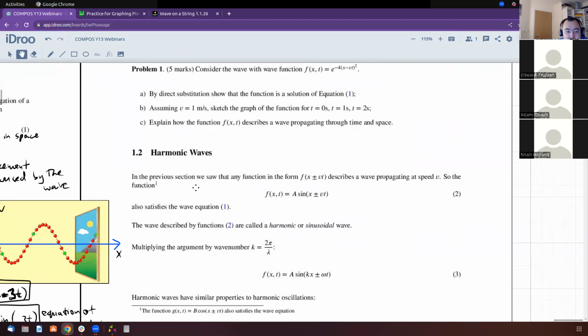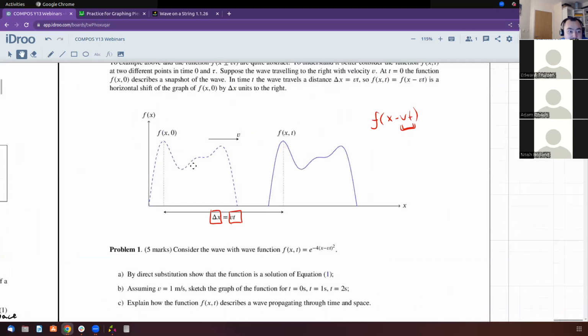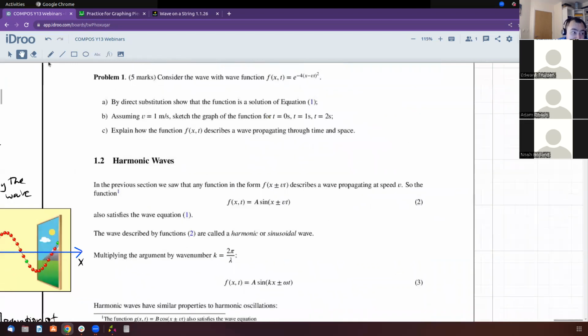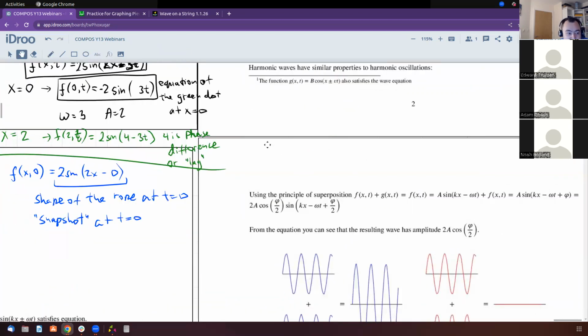Okay. Harmonic waves. Harmonic waves are a special type of wave. The wave does not have to be harmonic. For example, this is not a harmonic wave. A harmonic wave is just a sine wave, a sinusoidal wave. A function that describes the wave is like this, but we will write it like this. You need to know how to go from here to here using the wave number, k. You'll read more about this.